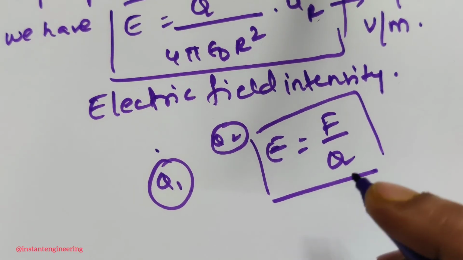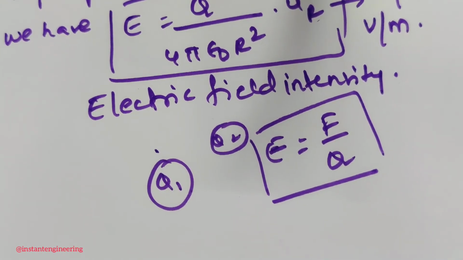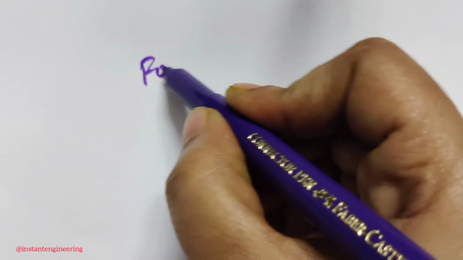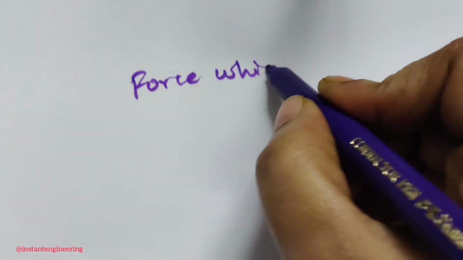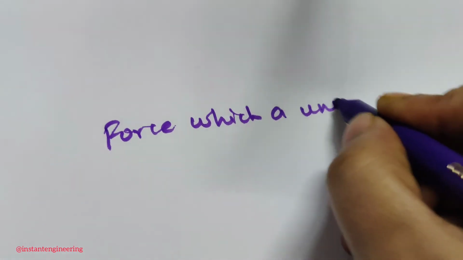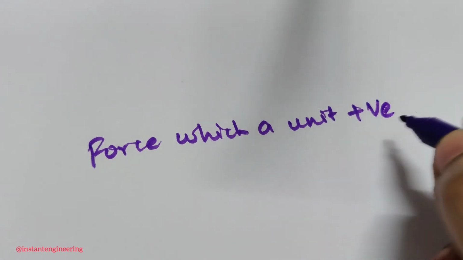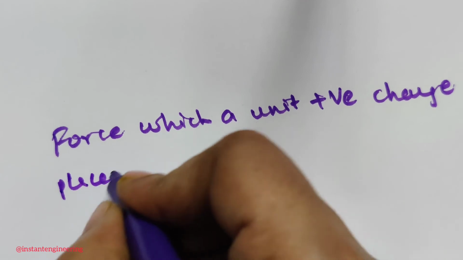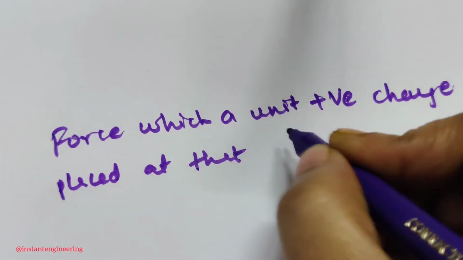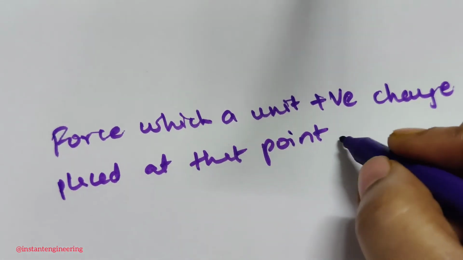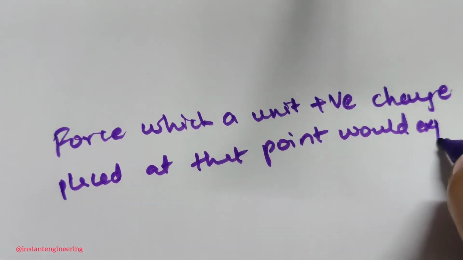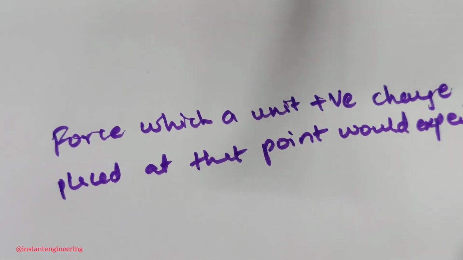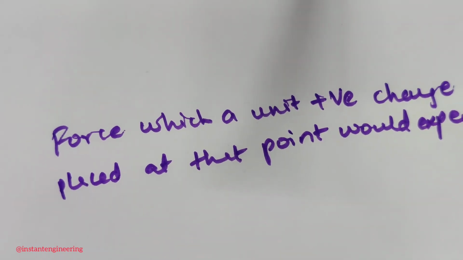Okay, you can also say that electric field intensity at any point in an electric field may be defined as the force which a unit positive charge, that means the charge Q1 what I said, that point charge placed at that point, any movable point Q2, would experience. That is called as electric field intensity. Okay, that is nothing but force per unit charge. I think this is clear, right?